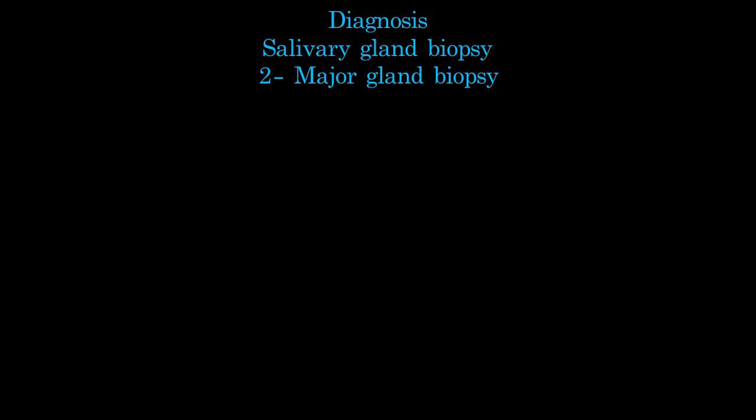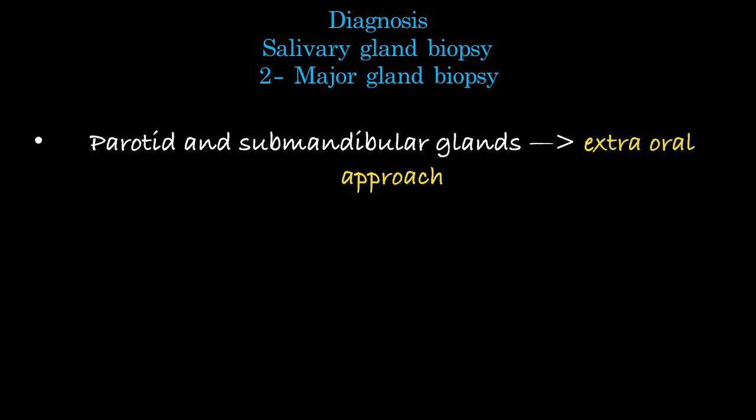What if the problem is not Sjogren syndrome, and we have a tumor in one of the major glands? Then we'll have to go for a major gland biopsy. And sometimes, after Sjogren syndrome is diagnosed, they use major gland biopsy to assess the response to treatment and the disease progression, and we'll talk about it. If we want to take a major gland biopsy from the parotid or submandibular gland, we have to use an extraoral approach. We have to access them extraorally.